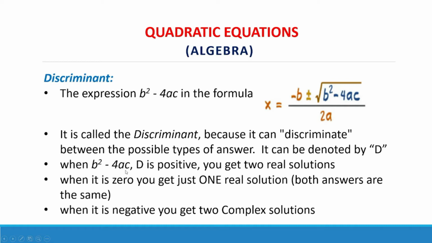When b squared minus 4ac, D, is positive, you get two real solutions. When it is 0, you get just one real solution; both answers are the same. When it is negative, you get two complex solutions, or we have an imaginary number.